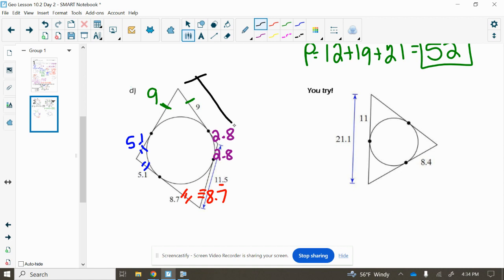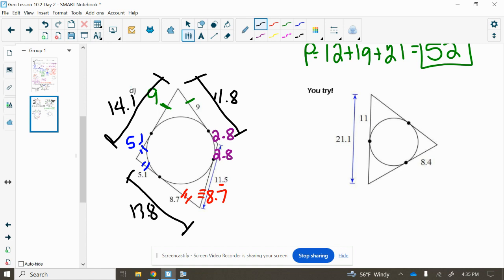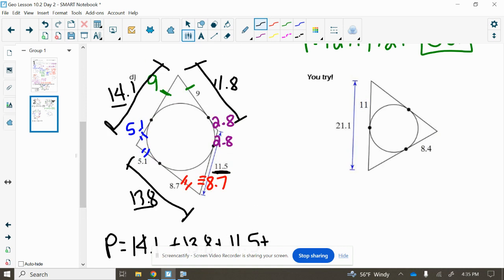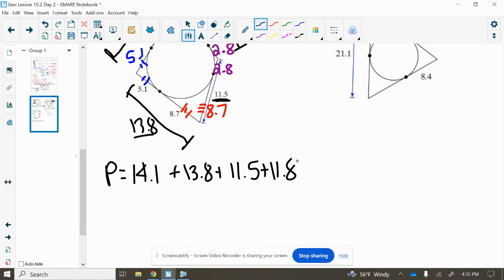So now as we start adding these together, 9 plus 2.8 is 11.8. 9 plus 5.1 is 14.1. 5.1 plus 8.7 is 13.8. And then we were given the 11.5. So that overall perimeter is going to be 14.1 from over here, plus the 13.8, plus the 11.5, and then plus the 11.8 for a total of 51.2.